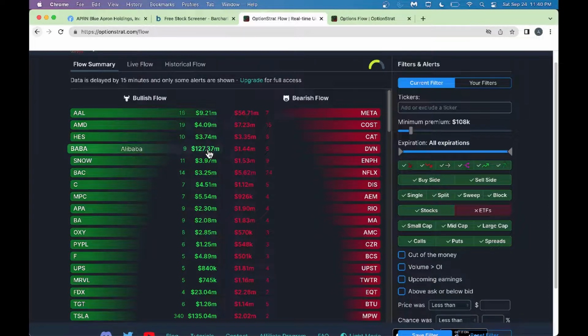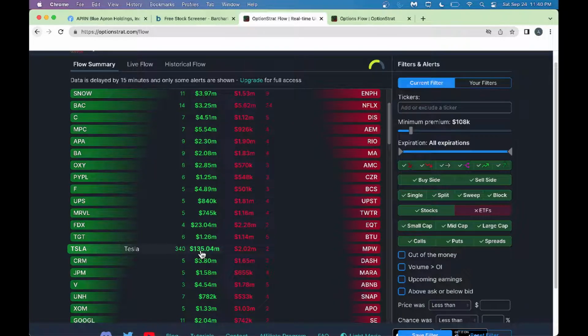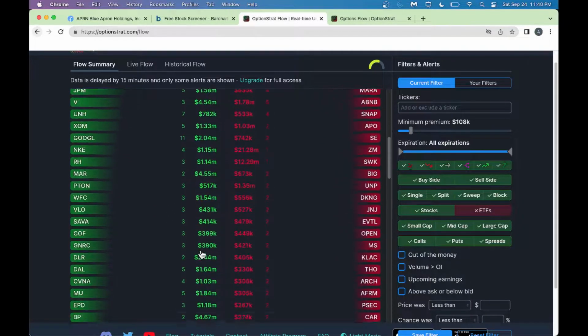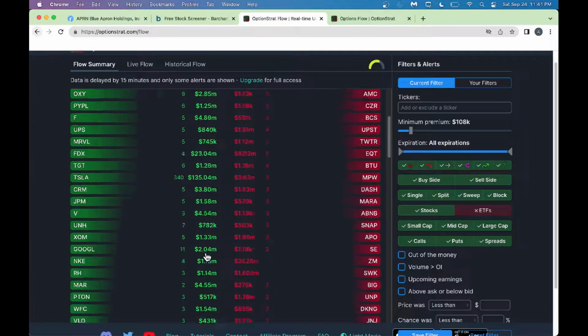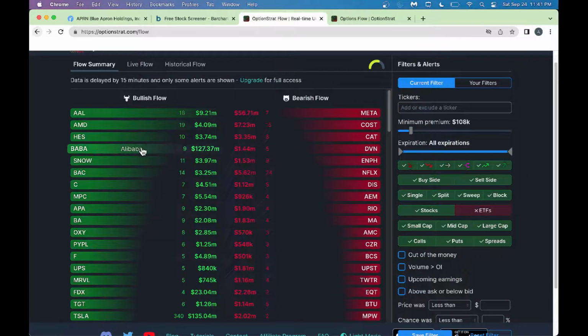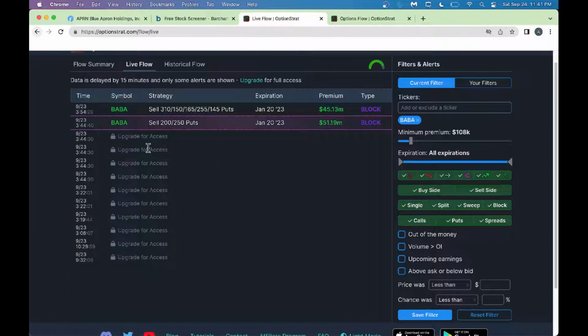Look, Alibaba intrigues me. Nice 127 million. We could see what the folks are doing here. And we've got Tesla, which is the highest here. Look, 135 million here. I think that's the biggest here. So let's do one thing. Let's look at Alibaba and see what folks are doing. I can click on BABA here. It will tell you there are two trades here.